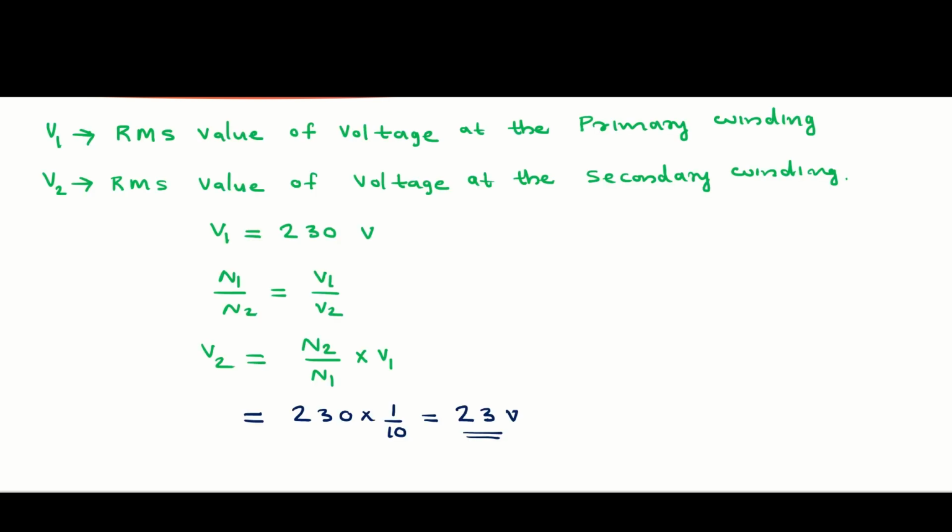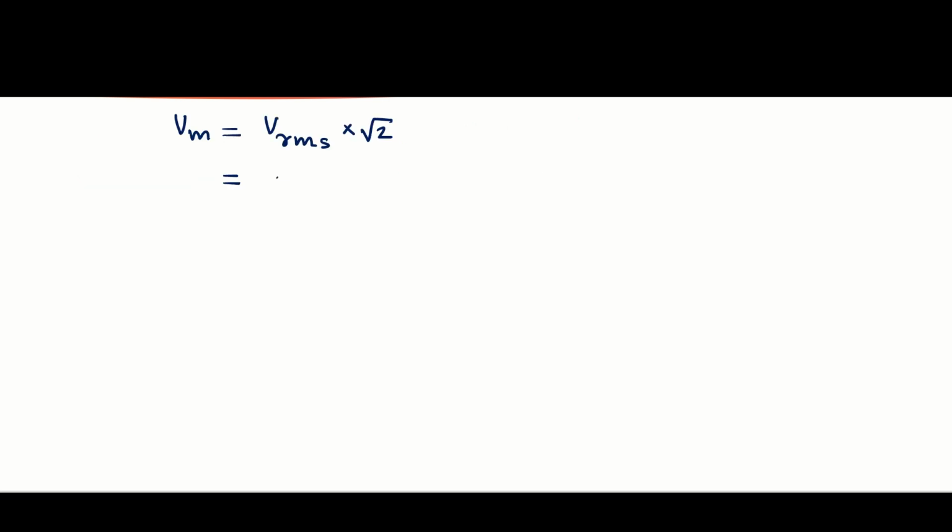Next we have to find out the value of Vm. Vm is equal to Vrms into root 2. Here the Vrms means the RMS value of voltage at the secondary winding, which is given as V2. V2 is 23 volt. So 23 into root 2. So 23 root 2 volt is the maximum value of voltage Vm.